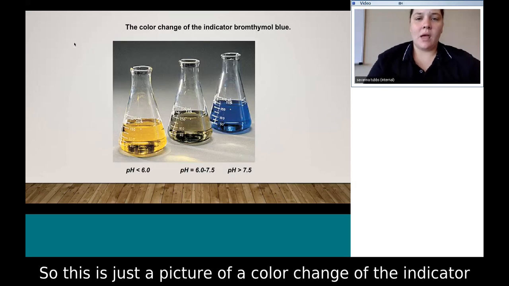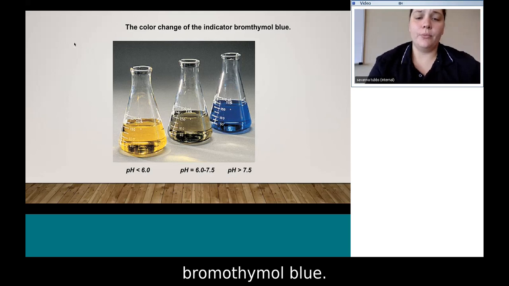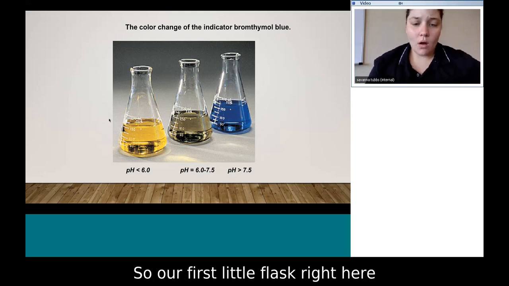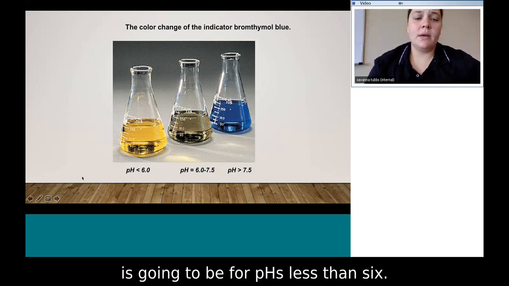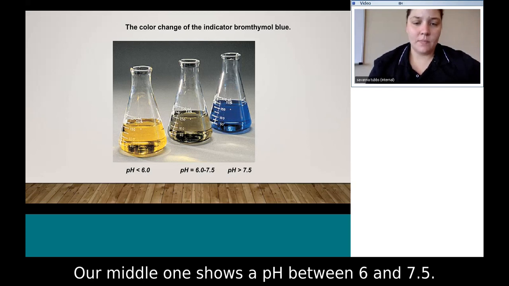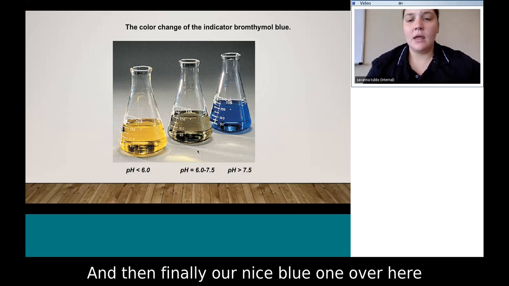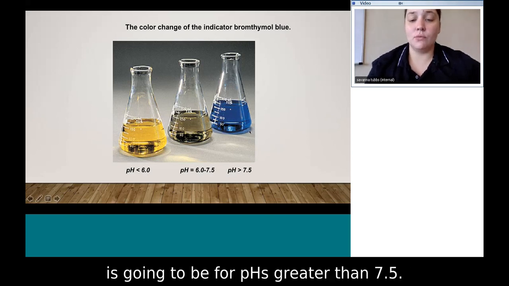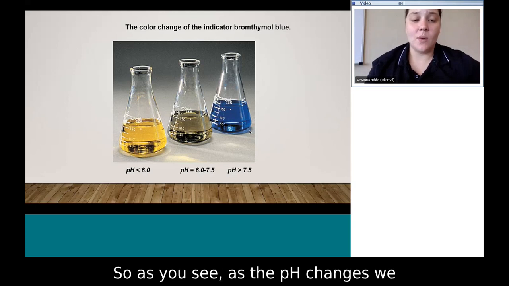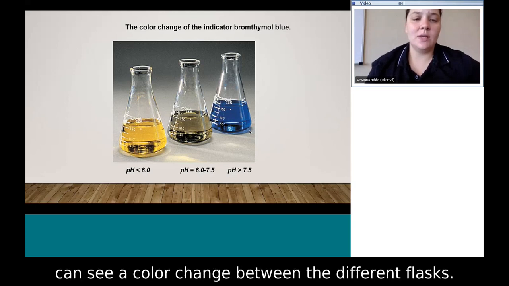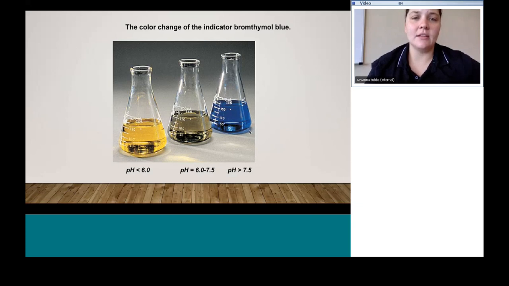So this is just a picture of a color change of the indicator bromothymol blue. Our first little flask right here is going to be for pHs less than 6. Our middle one shows a pH between 6 and 7.5. And then finally, our nice blue one over here is going to be for pHs greater than 7.5. So as you see, as the pH changes, we can see a color change between the different flasks.